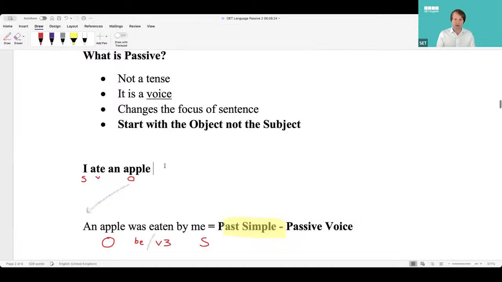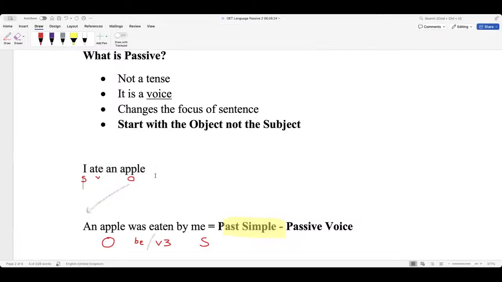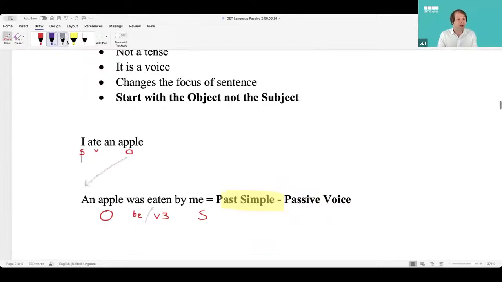Does anyone have any questions so far? No. Okay, let's continue then. So this is what I told you yesterday. When we look at the passive, what we're talking about is the object comes to the start, and that is changing the focus of the sentence.